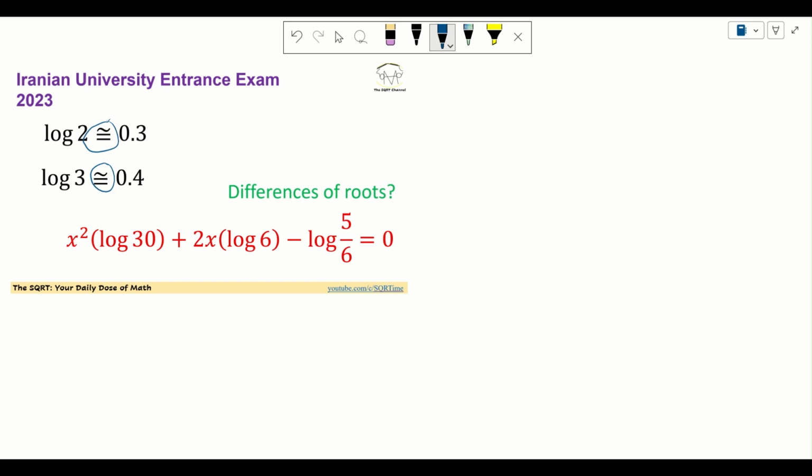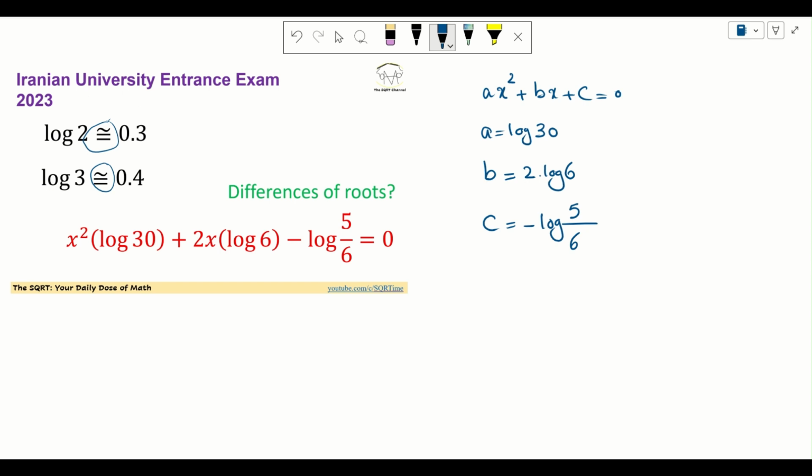Looking at the equation, you can see that it is a quadratic equation. In general, for a quadratic equation like ax squared plus bx plus c equals 0, we have a few rules that we can use. Here in this particular problem, a is log of 30, b is 2 times log of 6, and c is negative log of 5 over 6. Now let's see how we are going to proceed from here.